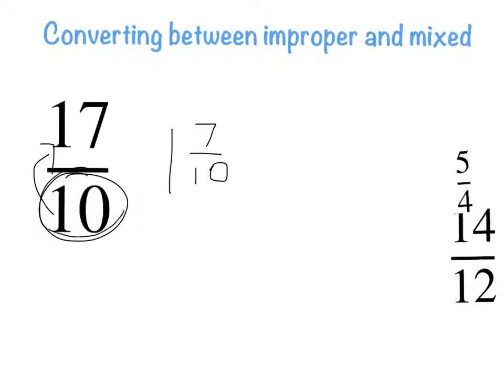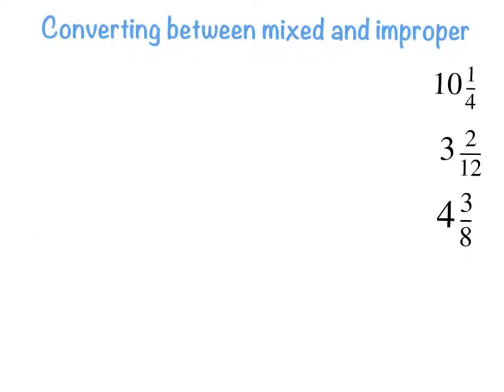How many times does my denominator go into my numerator? Whatever my remainder is becomes my new numerator. My denominator here is my original one. Simple as that. Let's look at it going the reverse way.